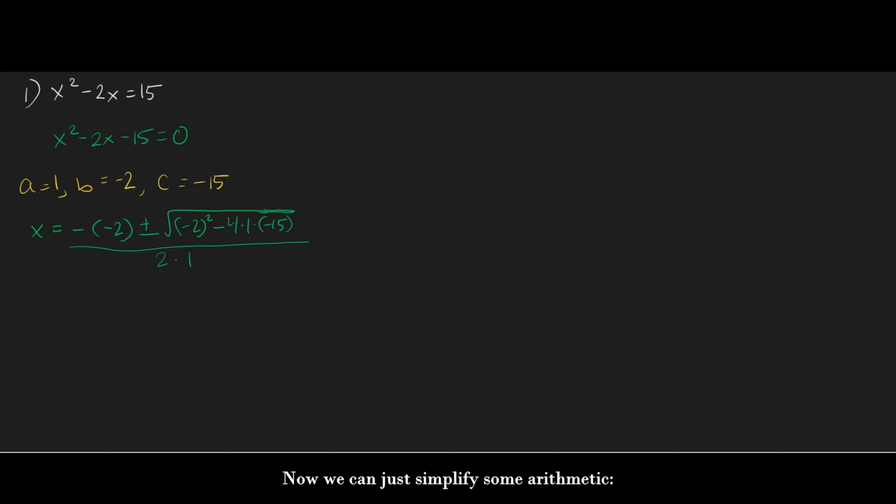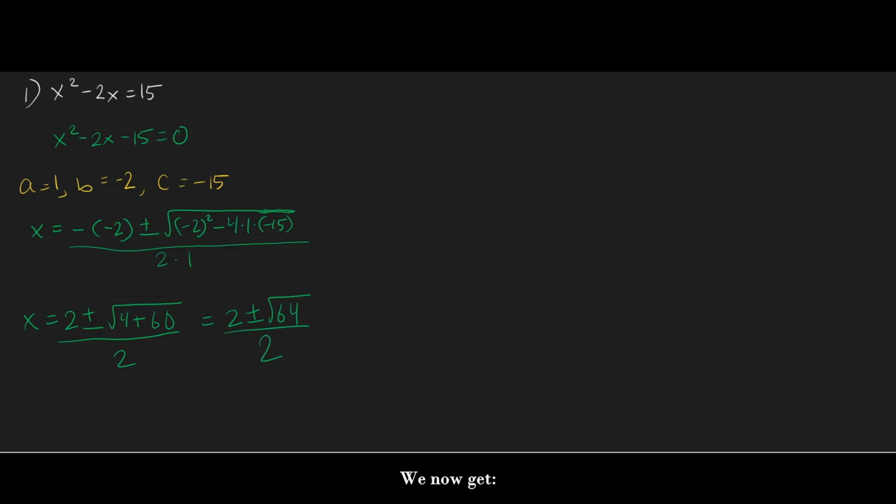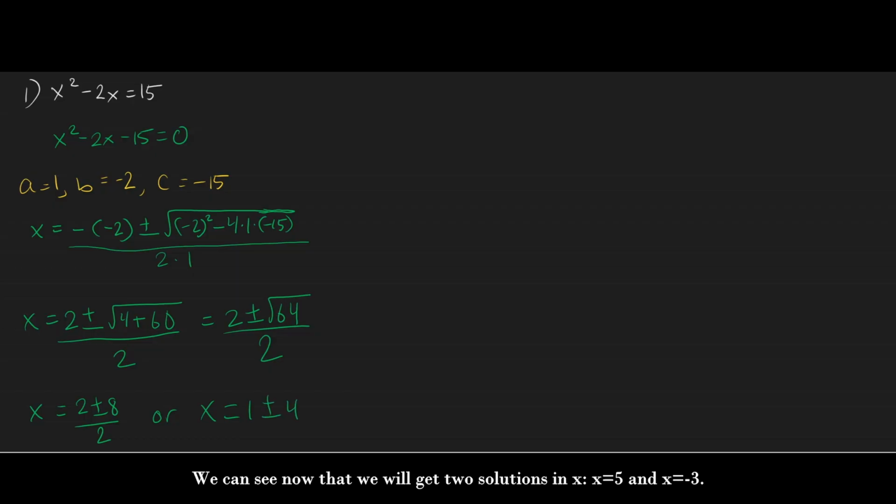Now we can just simplify some arithmetic. X equals 2 plus or minus the square root of 4 plus 60, divided by 2, which becomes 2 plus or minus the square root of 64 over 2. Now we get x equals 2 plus or minus 8 divided by 2, or simplified, x equals 1 plus or minus 4. We can see now that we will get two solutions in x. X equals 5 and x equals negative 3.